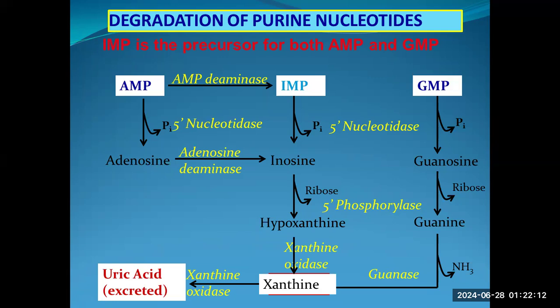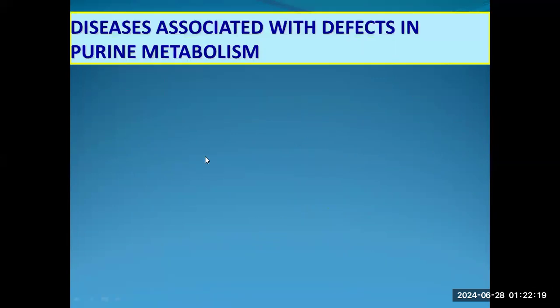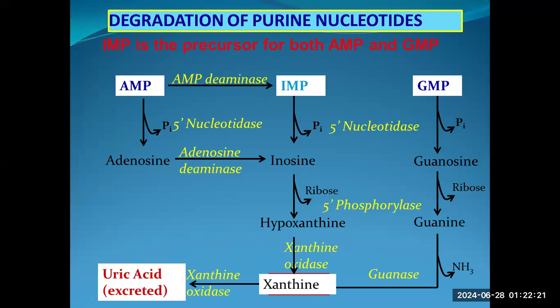Then the adenosine deaminase enzyme, you can see right here, deaminates adenosine, and we get the formation of inosine. The IMP, which is formed from the deamination of AMP, is also dephosphorylated by the action of nucleotidase and converted into inosine.